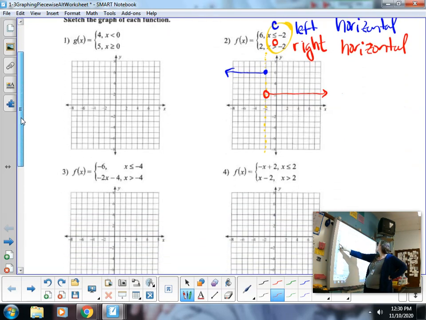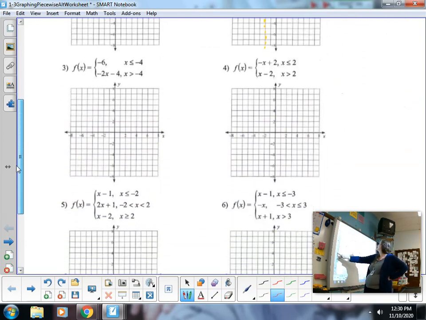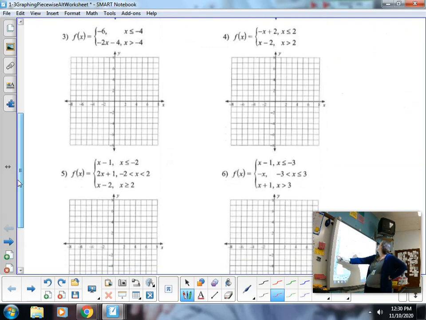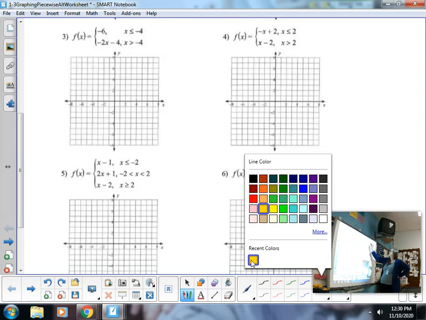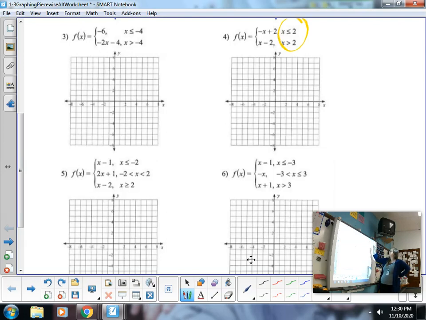The next one we're going to look at is number 2. I'm sorry, that was number 2. The next one we're going to do is number 4. Number 4 also has 2 pieces. This one has a boundary at +2. So I'm going to have my dotted horizontal line here at +2.